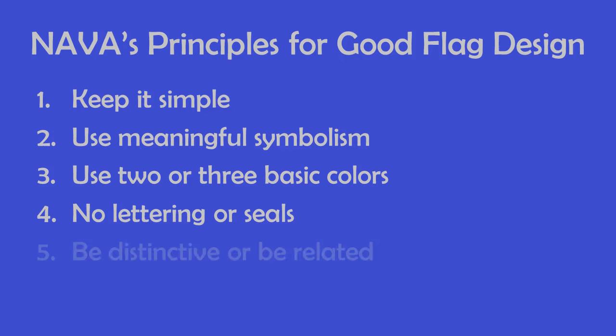And the 5th principle is to be distinctive or be related. It's all about being intentional with your design. Like the Nordic cross flags in Scandinavia, those are all related in that they have the same shape, but they're also distinct from each other because they use different colors that will represent their various regions. So it's fine to look similar to other flag designs, but it's all about being intentional. Why does it look similar? And also, what about your flag is distinct from the others so that when people see the flag, they recognize, oh, that's from that place and not from a different place.